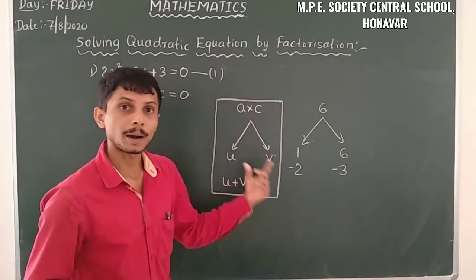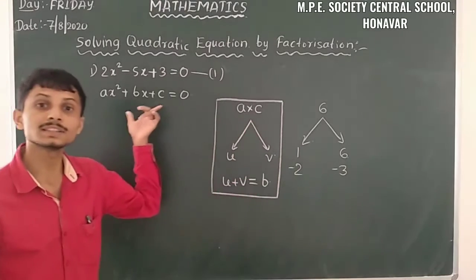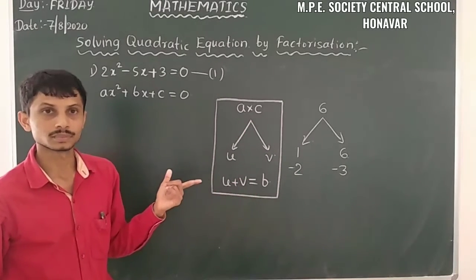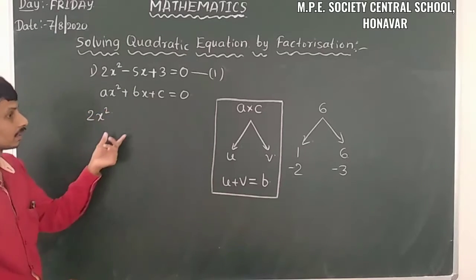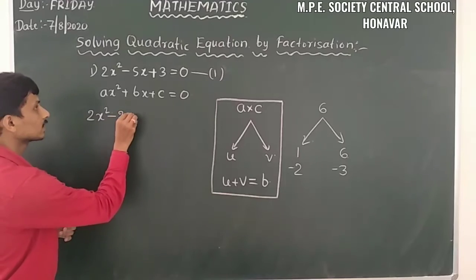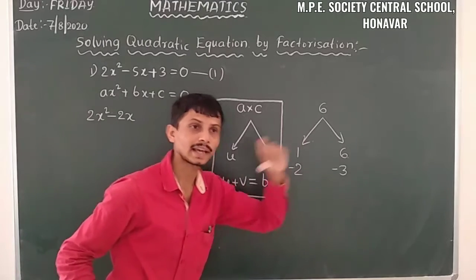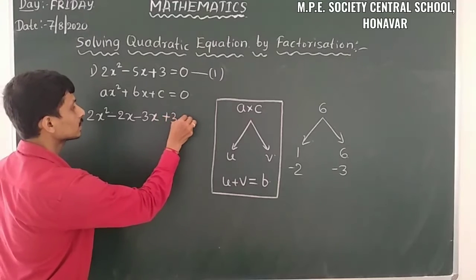So after that, what we have to do? We have to take those two factors in splitting the middle term. So firstly, I will split this middle term: 2x square, then I will write minus 2x, then minus 3x, then plus 3 is equal to 0.